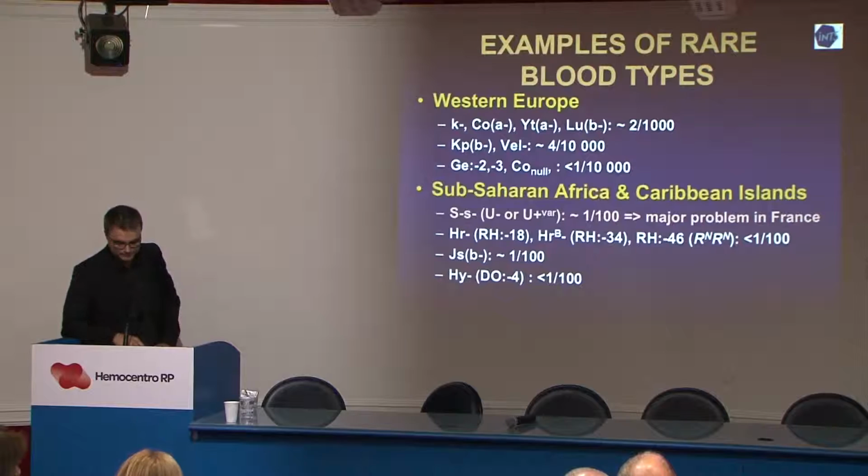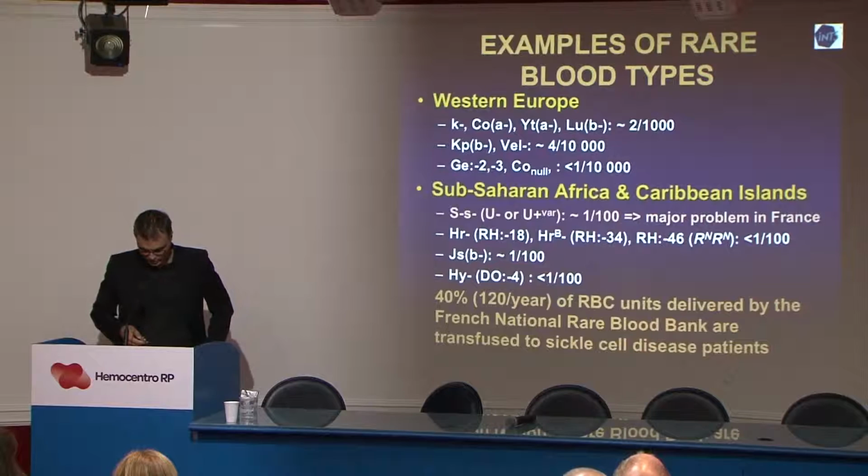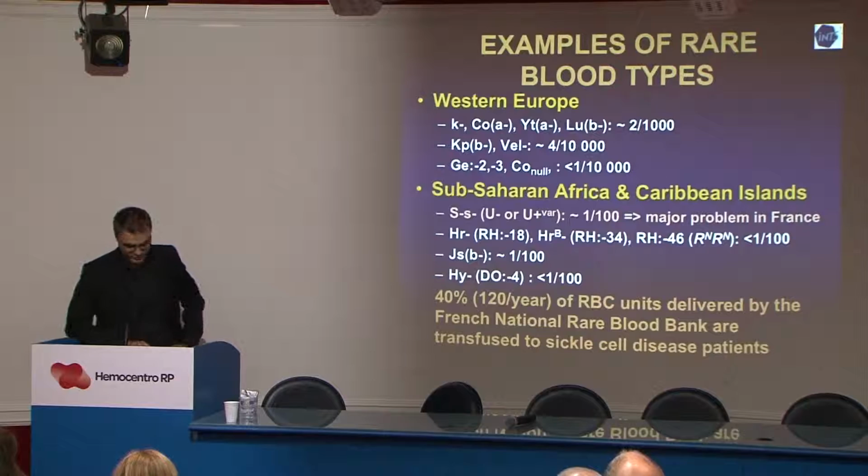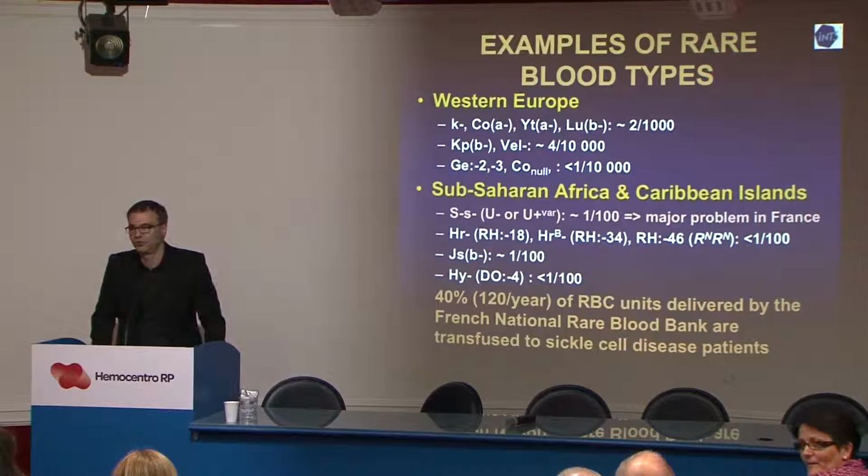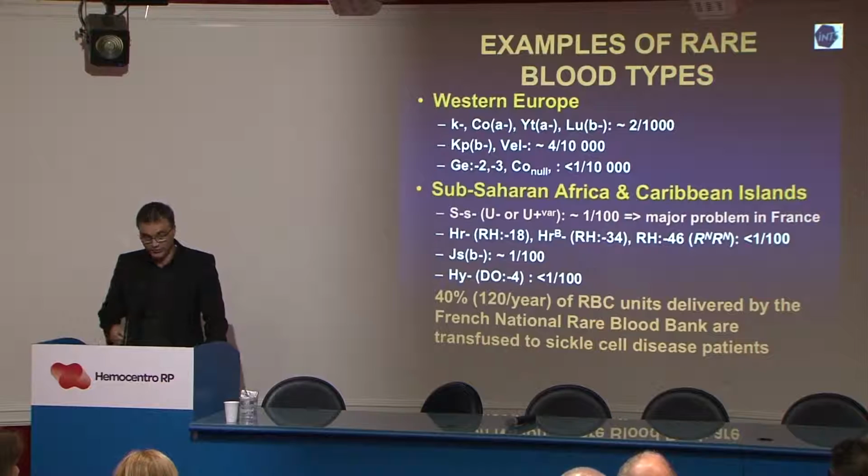These are a few other rare blood types specific to people of African descent, especially within the RH system. So it's quite complex. This is in the Kell system, and this is in the Dombrock system. Just to give you an idea, 40% of the red blood cell units that are delivered in our country from the French National Red Blood Bank are transfused to sickle cell disease patients. So it's quite a lot.